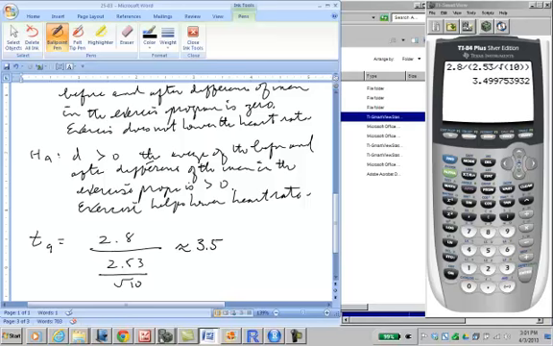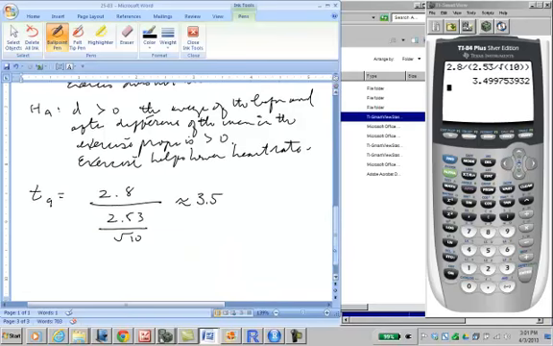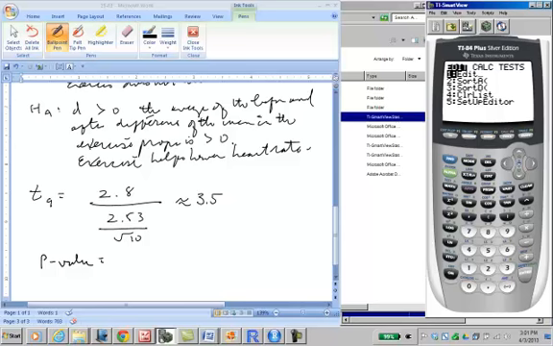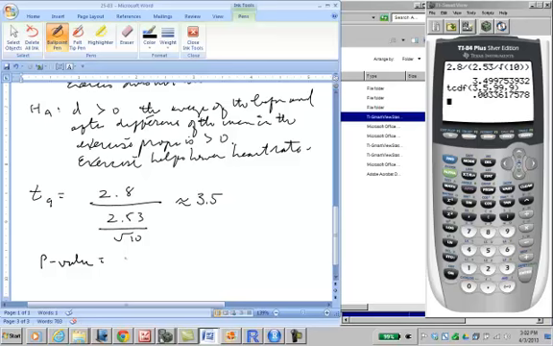All right, now the p-value is going to equal tcdf. So we'll do second vars, tcdf, number 6: 3.5, 99, 9 degrees of freedom. Enter. So it's about 0.003.